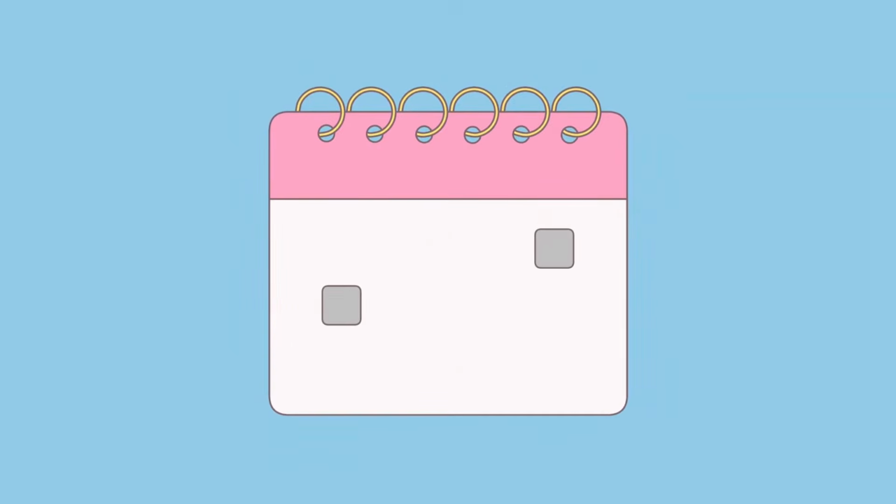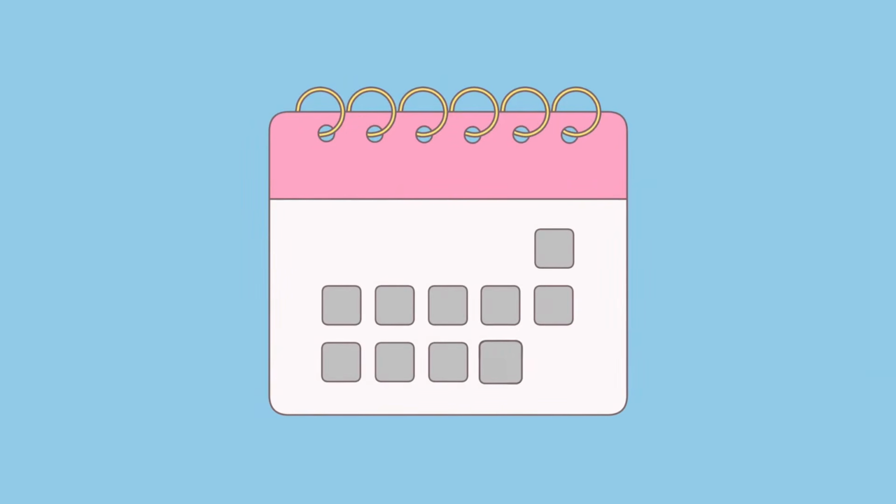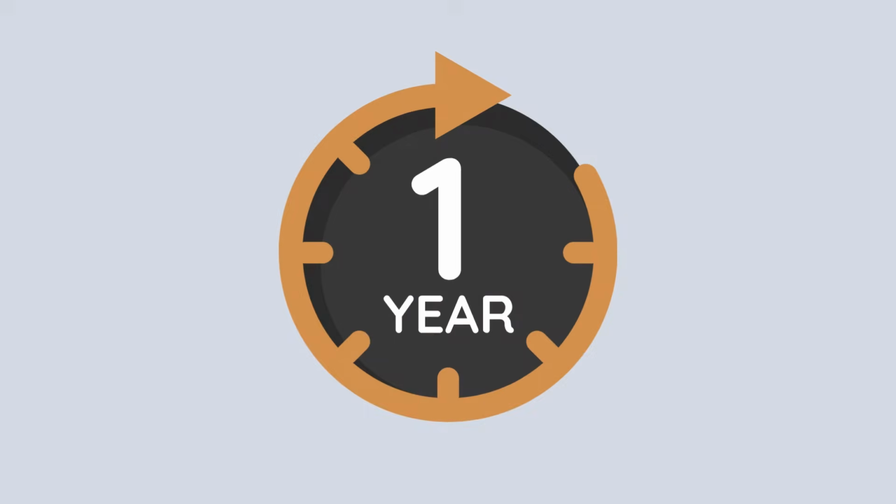What is the deadline to apply for asylum? In most cases, if you decide to apply for asylum, you must file your Form I-589 within 1 year of arriving in the United States.